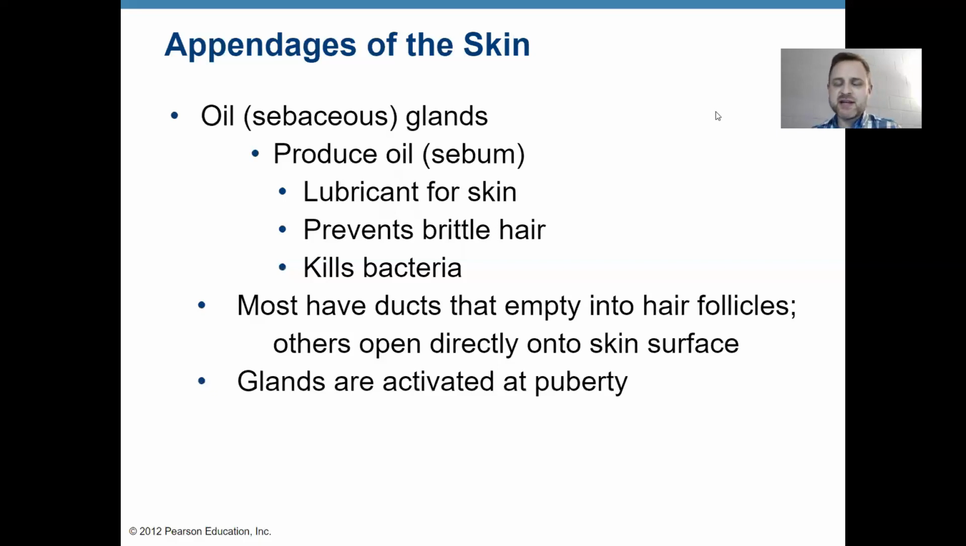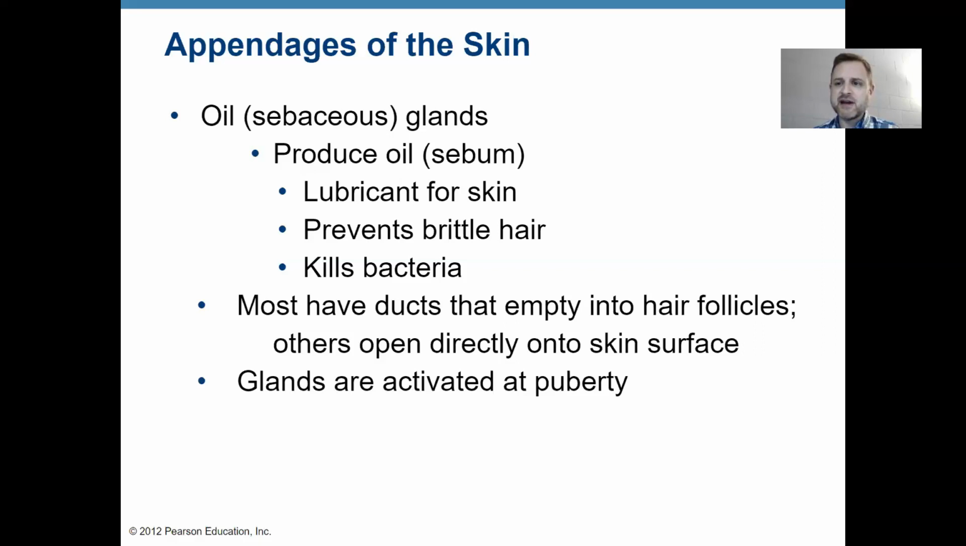So sebaceous glands, that's a fancy way of talking about oil glands. And sebum is the official word for oil. So sebaceous glands are producing oil mainly as a lubricant for your skin. It also helps keep your hair from drying out. It keeps your hair from becoming brittle. And the oil can also kill bacteria that are always living on the surface of your skin.